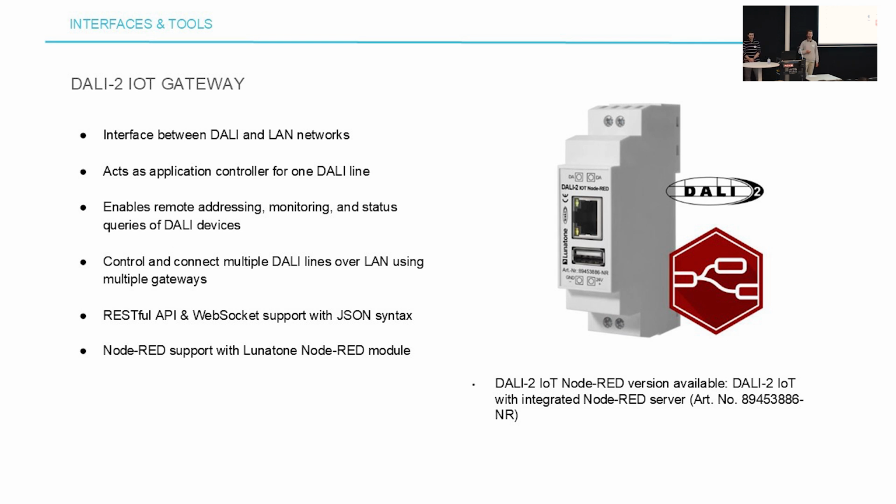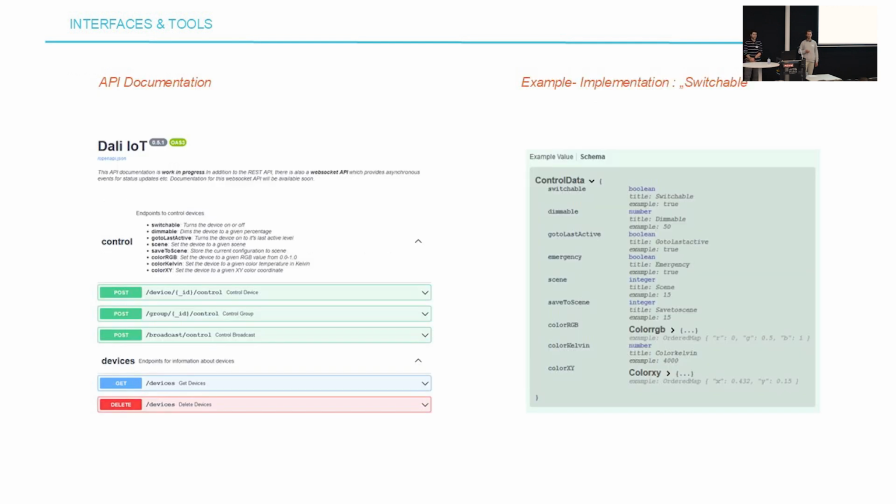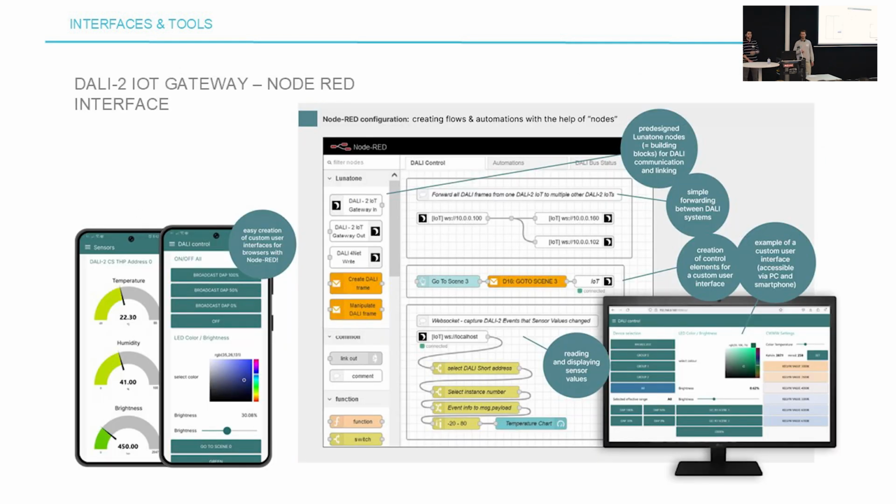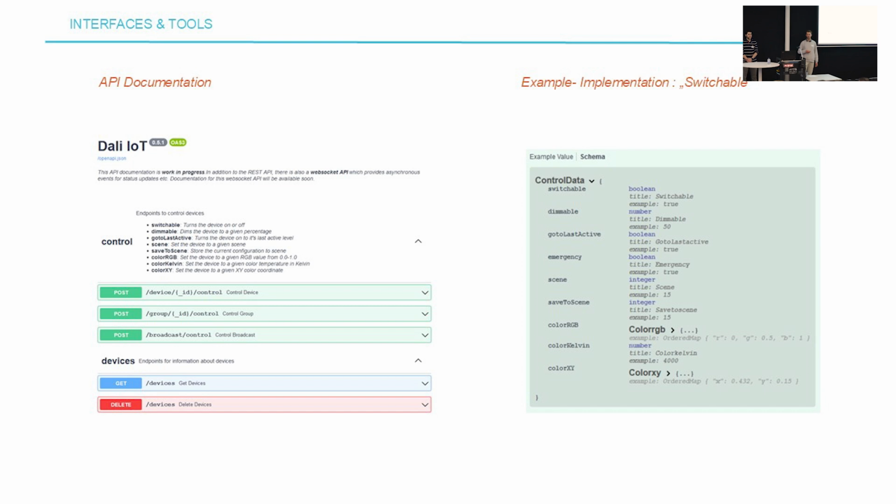The Node-RED version also has an integrated Node-RED server, which is a visual programming language where you can implement different blocks to program your own logics. The Node-RED also offers you an overview of the DALI bus and can be used, for example, for home automation. With the API documentation, you get different examples of how to integrate these devices into your DALI bus. You can freely add them together to create your own program that fits your needs.